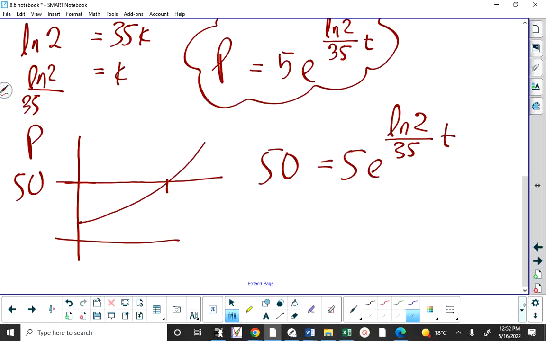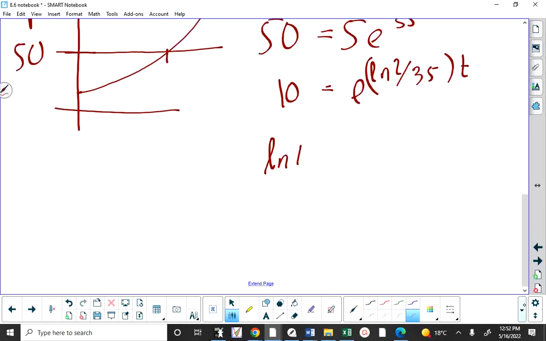Or you would want to solve this equation. So when you divide both sides by 5, you get 10. It actually is not a lot of work to solve this. When I take the natural logarithm of both sides, I get ln of 10 equals ln of 2 over 35 times t. I'm the kind of person where I could probably solve this algebraically on paper a lot quicker than I could get the right window settings and everything set up.